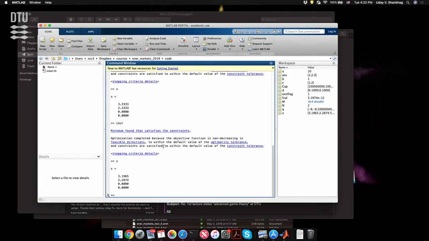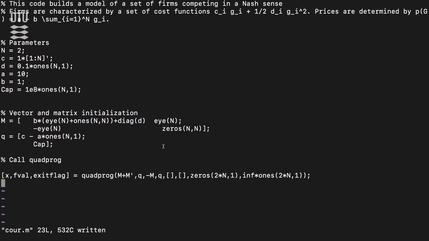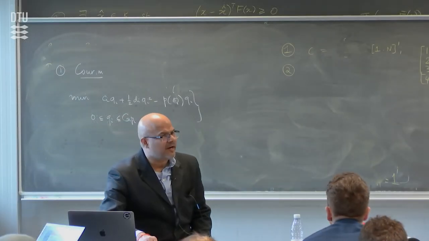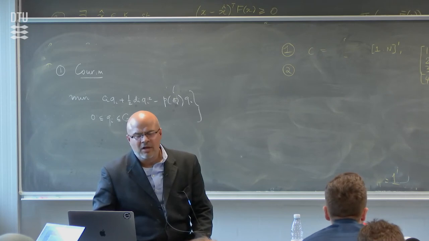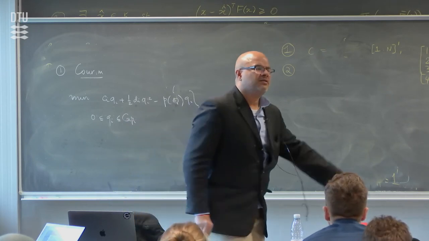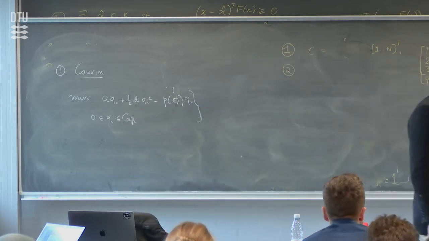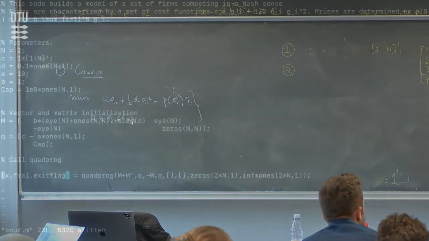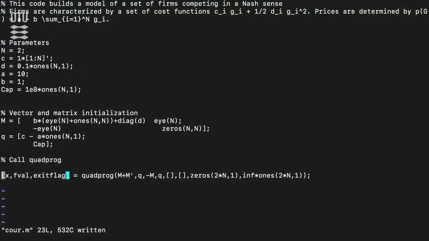Let me ask you this. What is the capacity constraint on this? What have you set the capacity at? It's 1e8, right? So it's an unconstrained problem. At what point do you expect this equilibrium will be affected? What change of the capacity will lead to this equilibrium being affected? Suppose I make it 10, will it be affected?